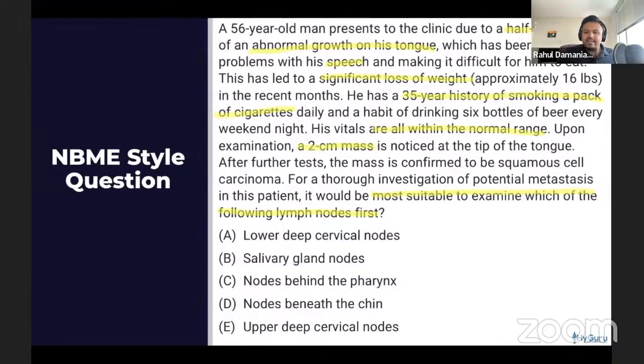For a thorough investigation of potential metastasis in this patient, it would be most suitable to examine which of the following lymph nodes first. A, lower cervical nodes. B, salivary nodes. C, nodes behind the pharynx. D, nodes beneath the chin. Or E, upper deep cervical nodes. What do you think is the best answer here?